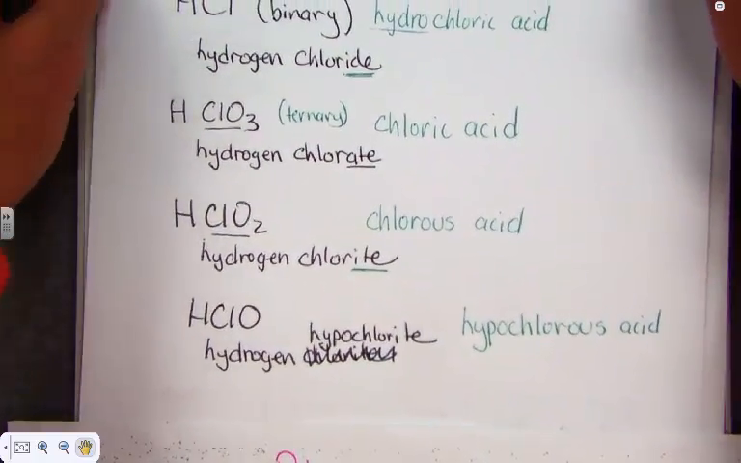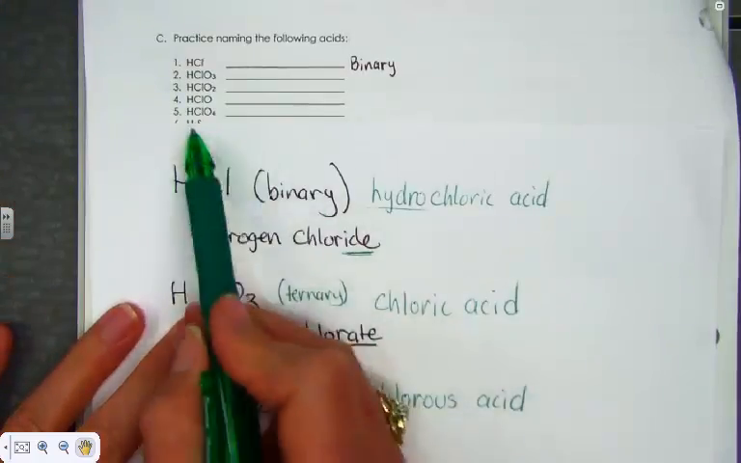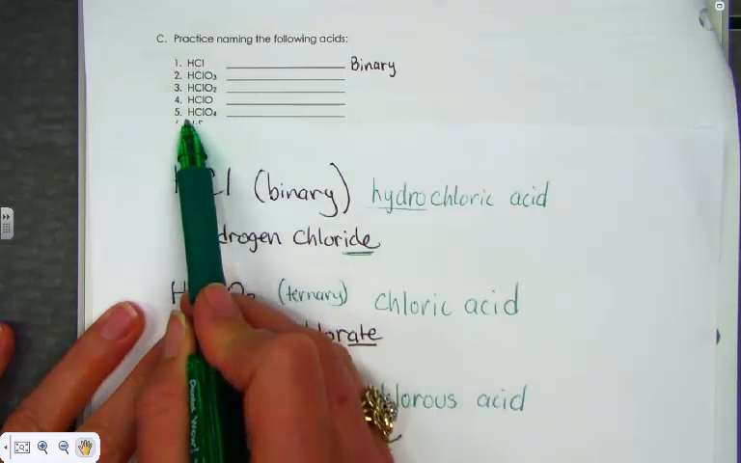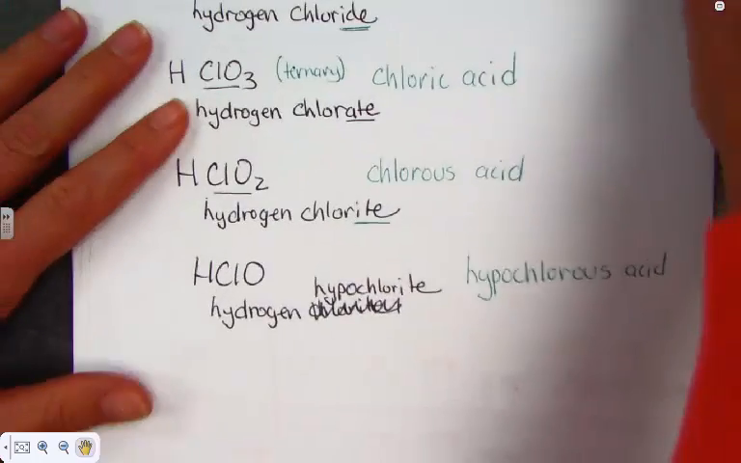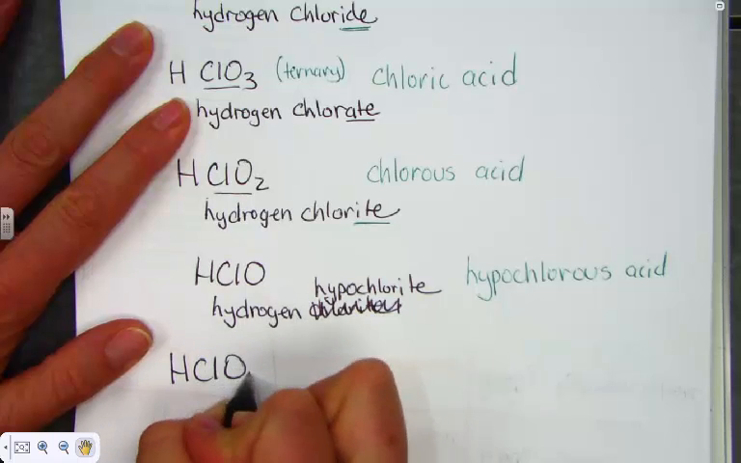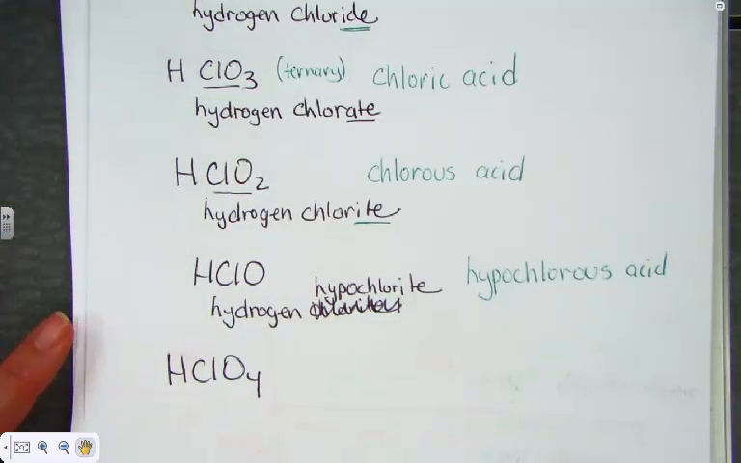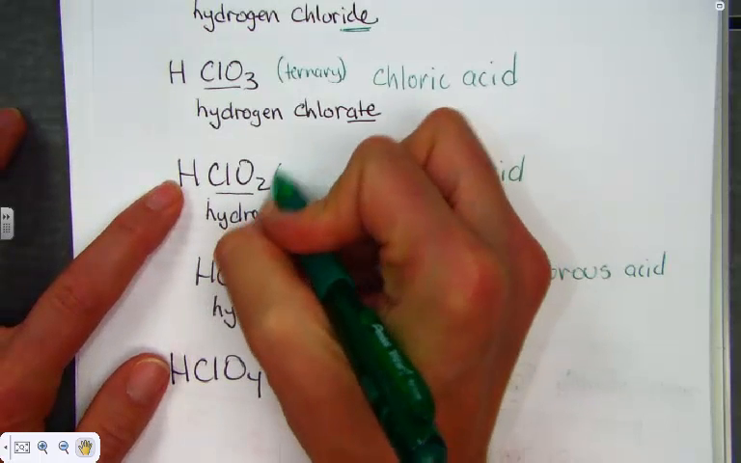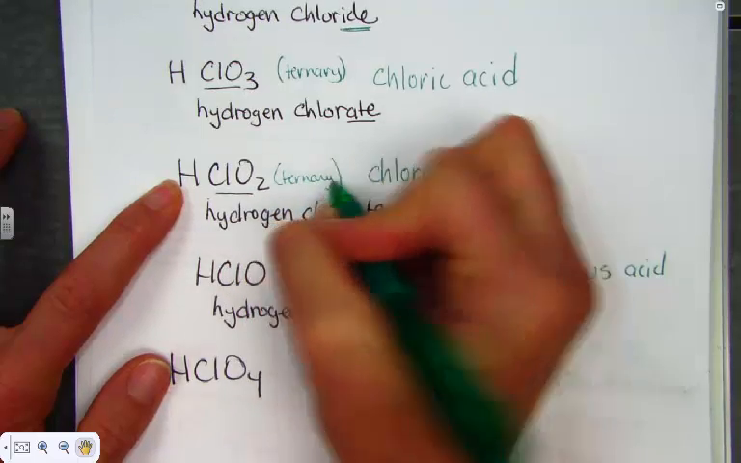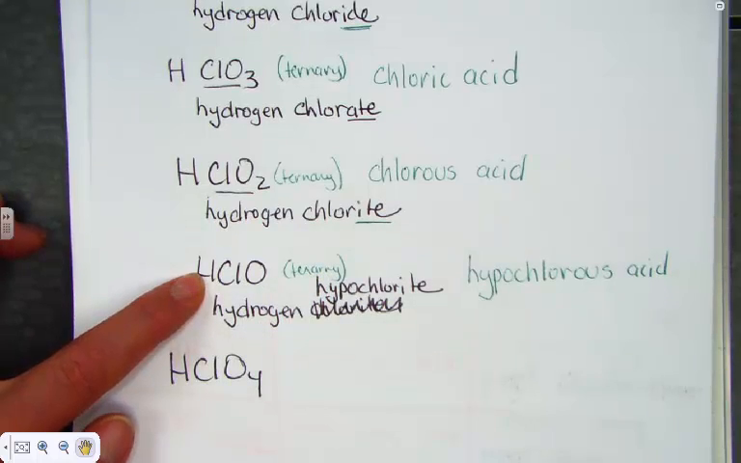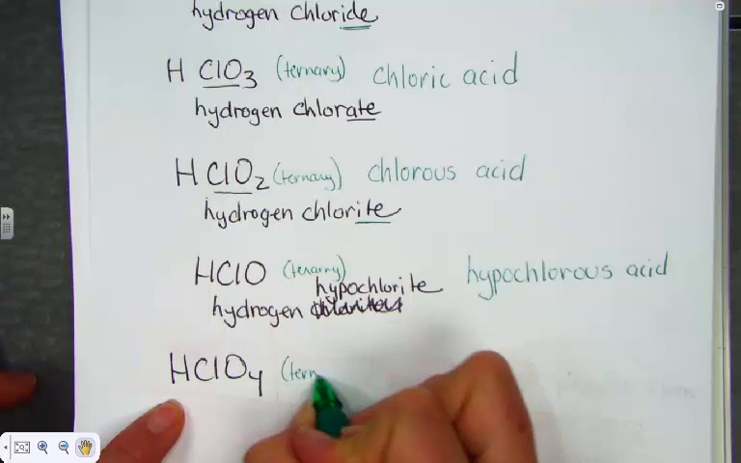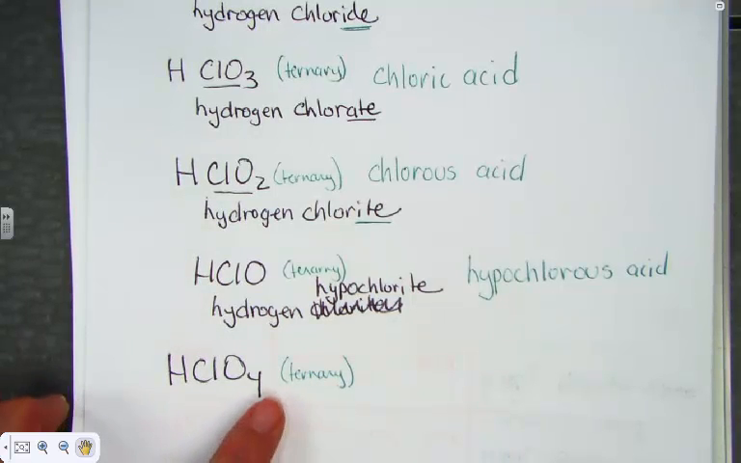Let's take a peek at number 5. Number 5 on our paper says HClO4. This again is a ternary acid. We've had ternaries for many in a row. Chlorous acid is ternary. It contains a polyatomic ion. HClO was ternary because it had a polyatomic ion. And this also is considered a ternary acid because there's 3 elements in it. One must be a polyatomic ion.